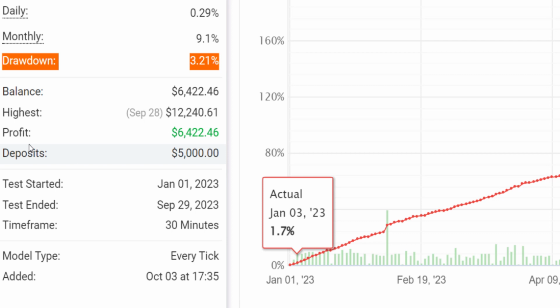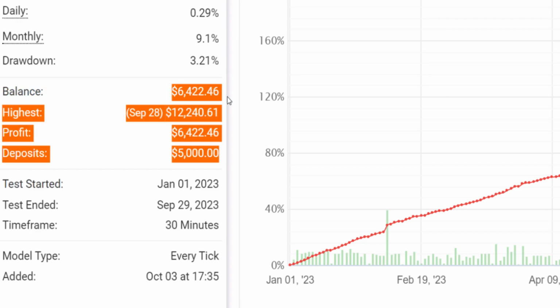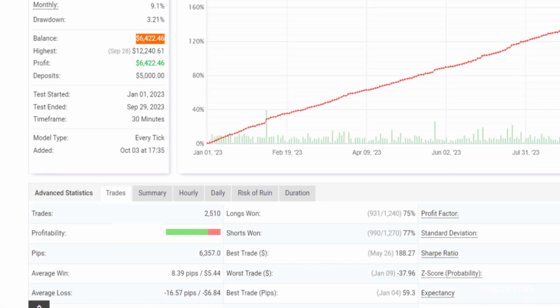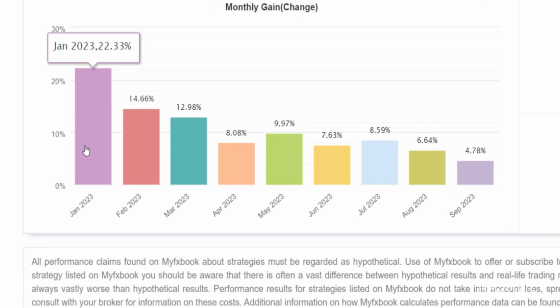And this is just a $5,000 trading account, and we made a return of $6,422,000. And you can see January was the best month. So remember that this is why we don't do monthly return, because all months are dynamic. Some months can be good, next month can be not so good, not in terms of losses, but lower return.